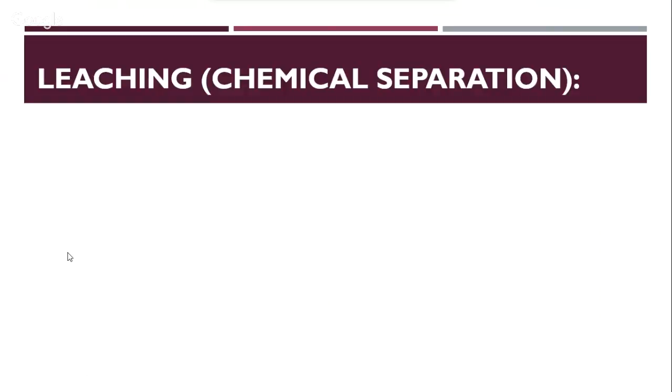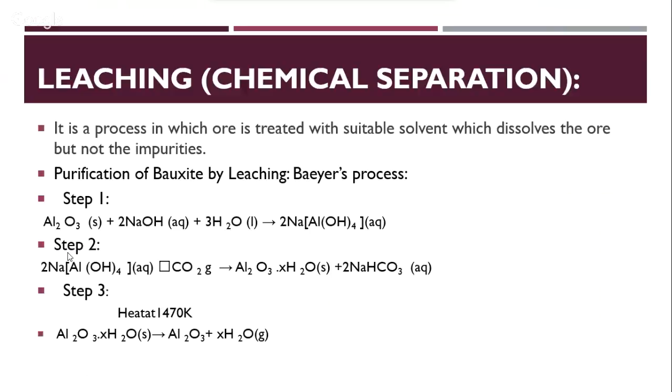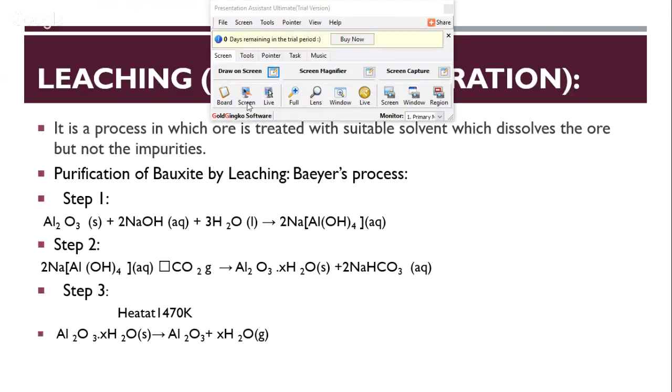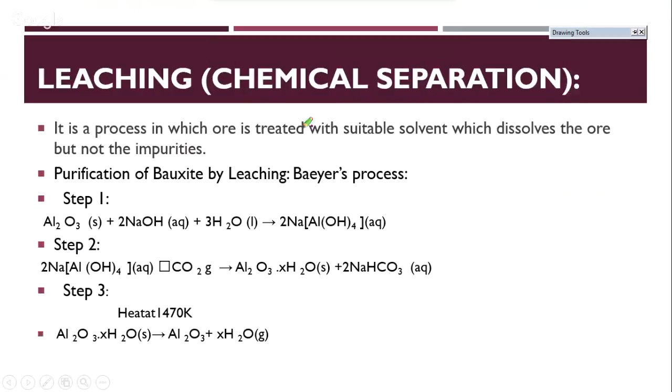And the last one is chemical separation, also called leaching, especially used in bauxite. It's also called Bayer's process. Whenever the ore is treated with a soluble solvent, the solvent dissolves the ore, but not the impurities. For example, for Al2O3, which is present in bauxite, we use NaOH, and this NaOH dissolves Al2O3 to give sodium aluminum hydroxide.